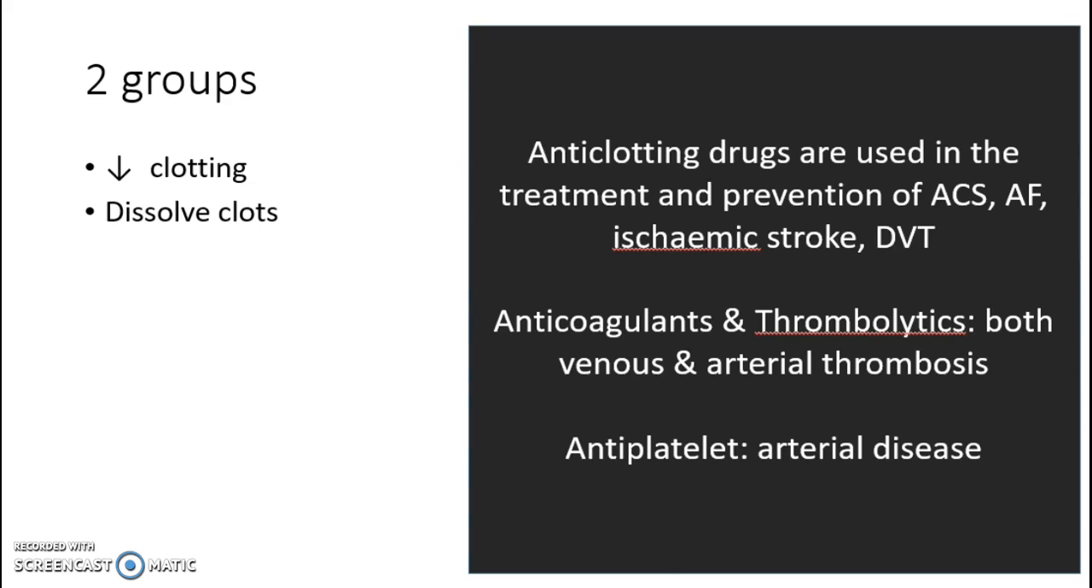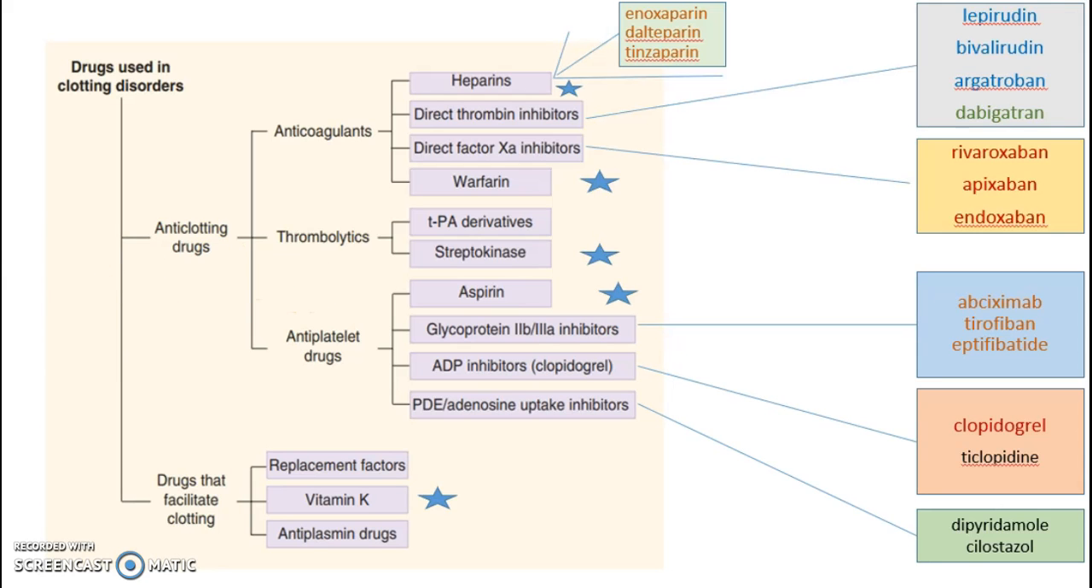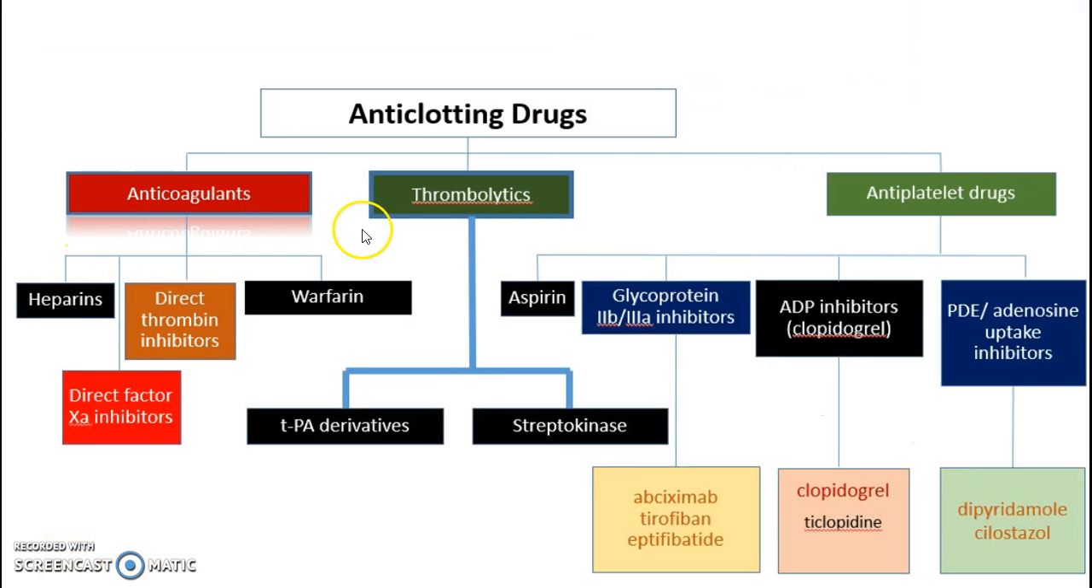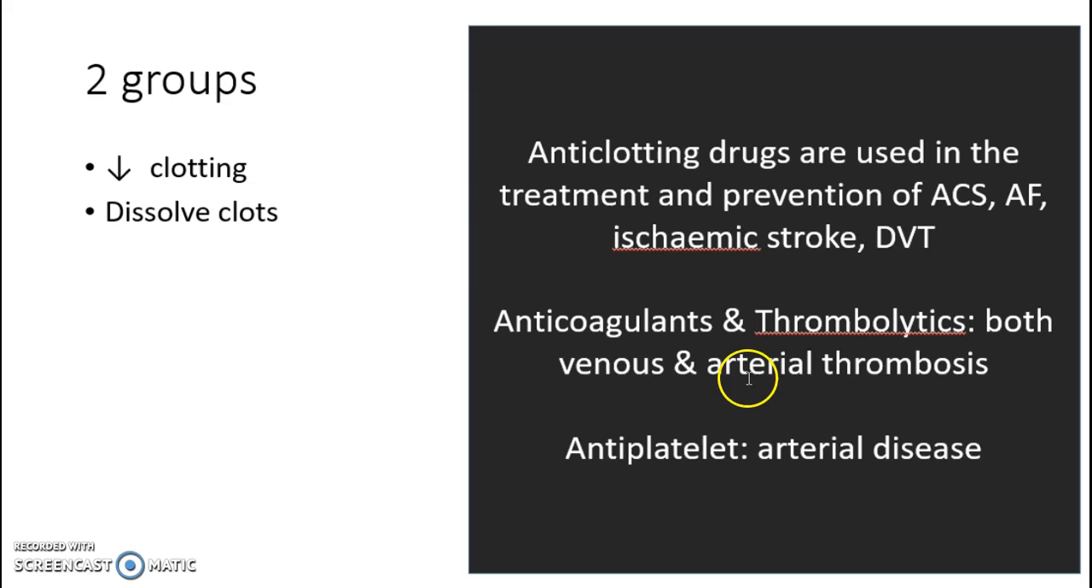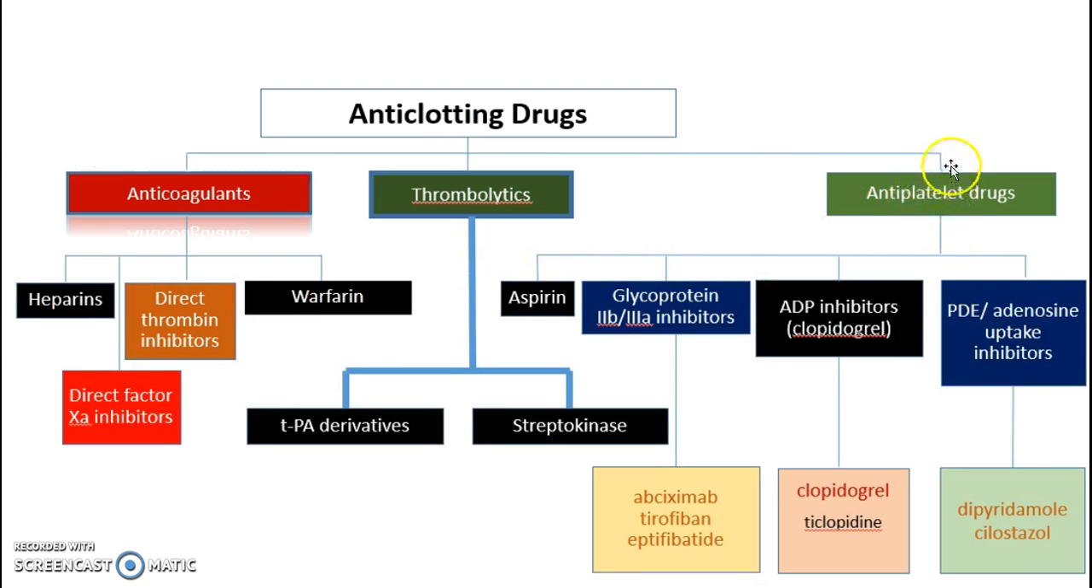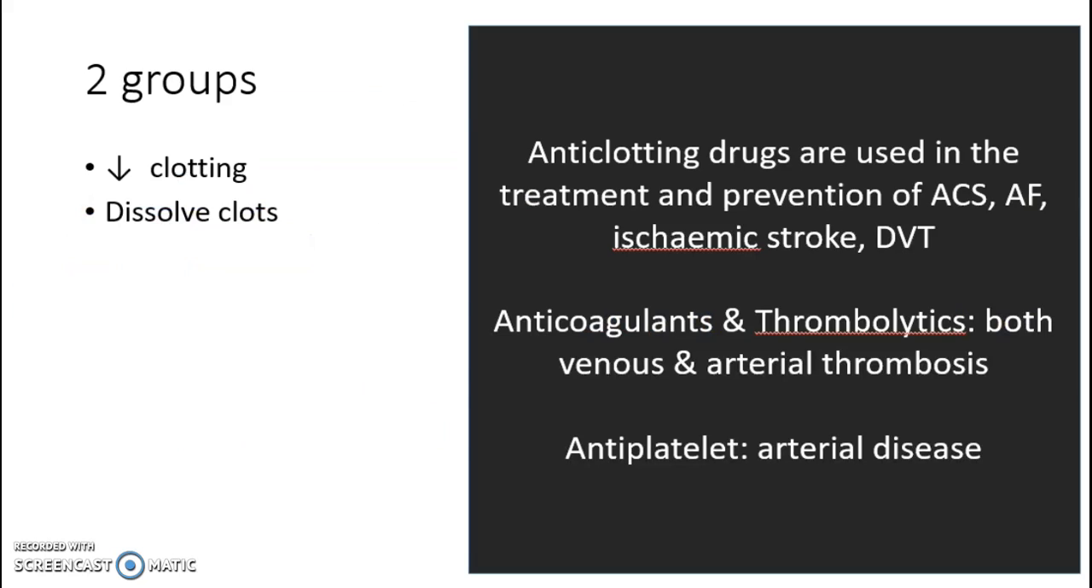The first two categories, anticoagulants and thrombolytics, are both used for treating arterial and venous thrombosis. But the antiplatelet drugs are just used for treating arterial diseases.